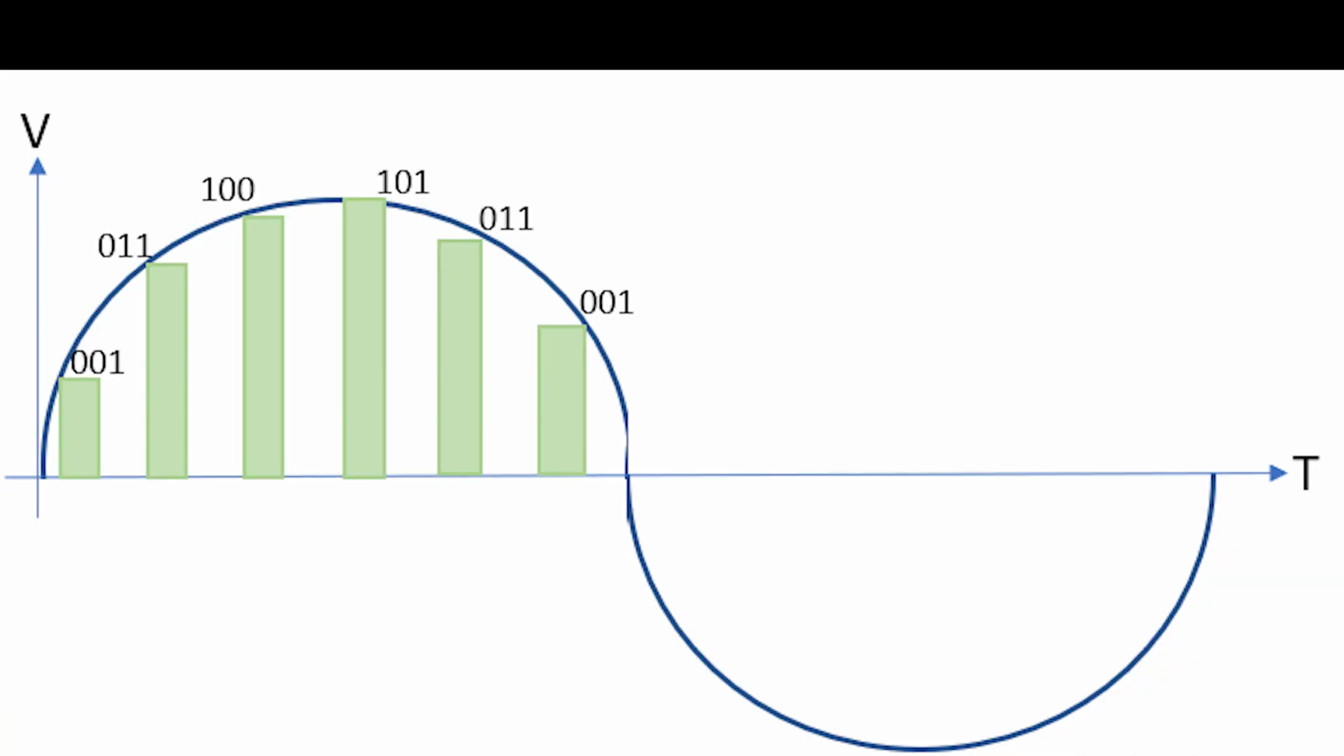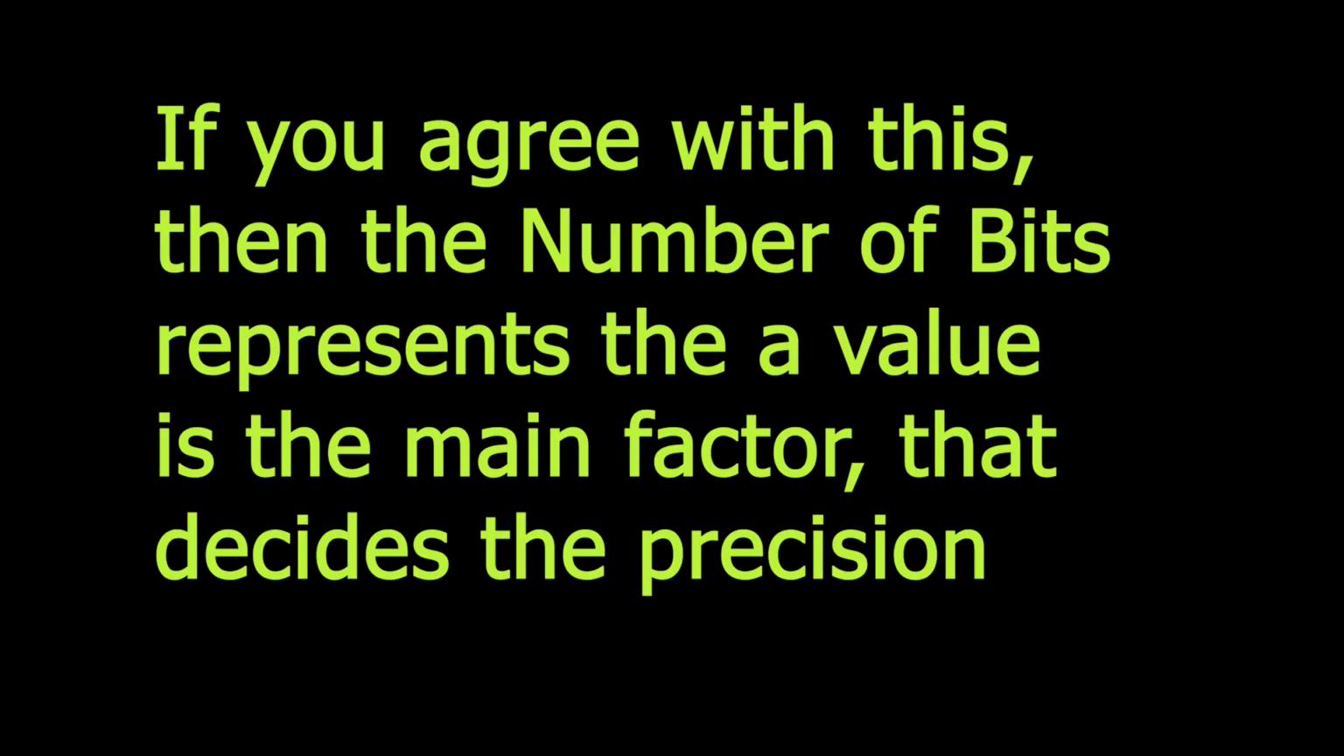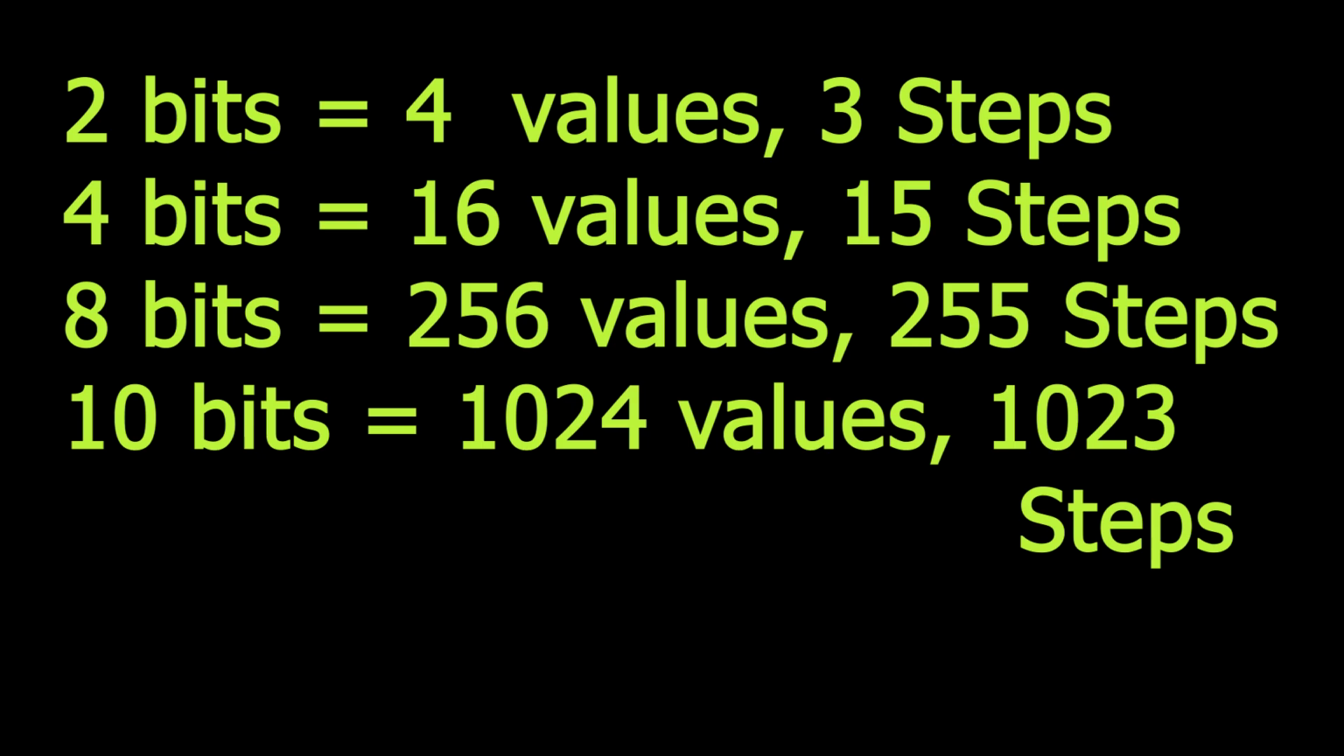The analog voltage is not actually pure analog voltage, rather it is the digital equivalent of the analog voltage. If so, then the number of bits used to represent the analog voltage plays the important role. In Arduino we have 10-bit ADC. That means 2 to the power 10, that is 1024. So 1023 steps are possible.